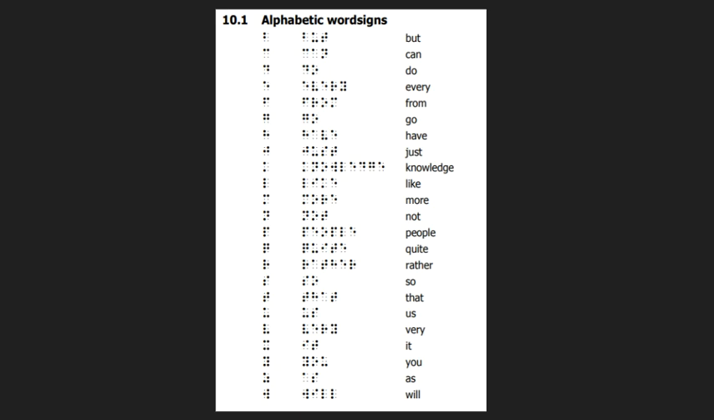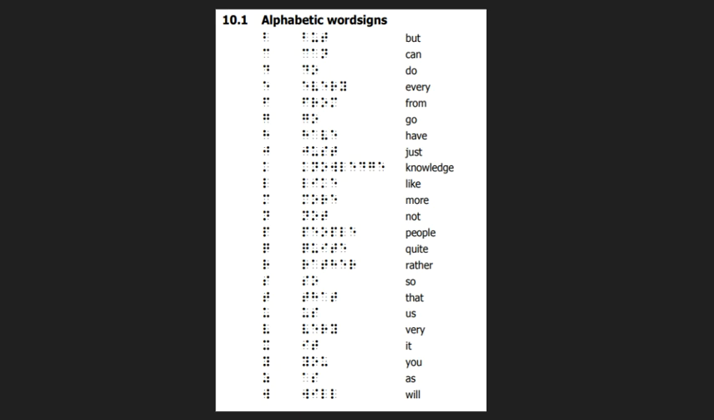Similarly, the words that we have don't always make sense, because Braille code was developed a long time ago, and the primary purpose for the Braille transcription was to take things from the Bible. And so we have words like quite and rather that you don't use quite so much, but they are alphabetic word signs. As a group, they have decided to keep them even though we don't use them very much. So some of them are going to be easier for you to learn than others. We'll talk a little bit more about some tips later, but we have but, can, do, every, from, go, have, just, knowledge, like, more, not, people, quite, rather, so, that, us, very, it, you, as, will.